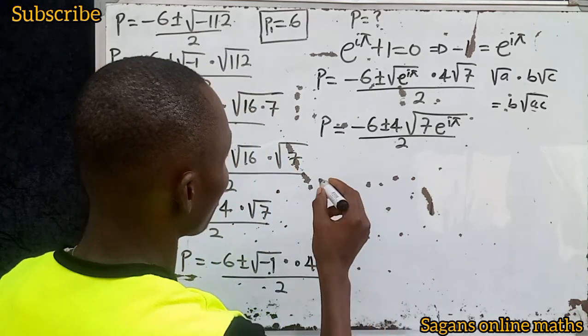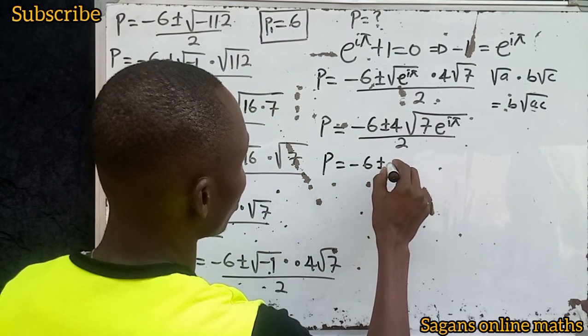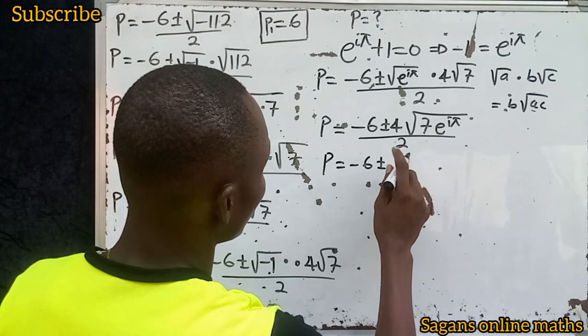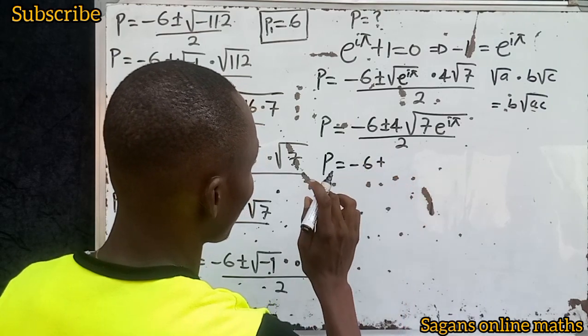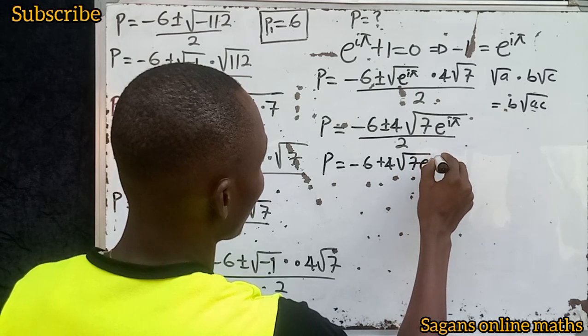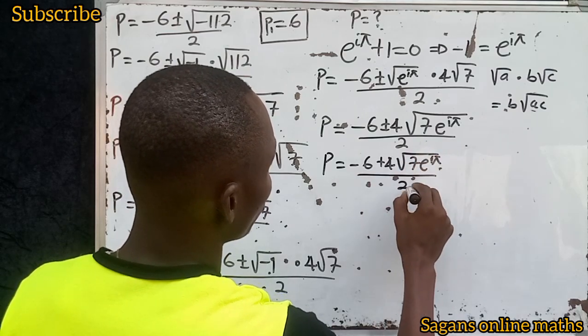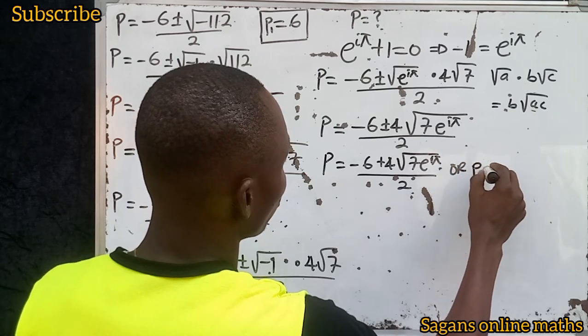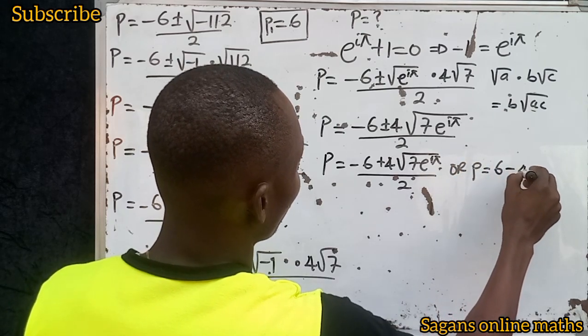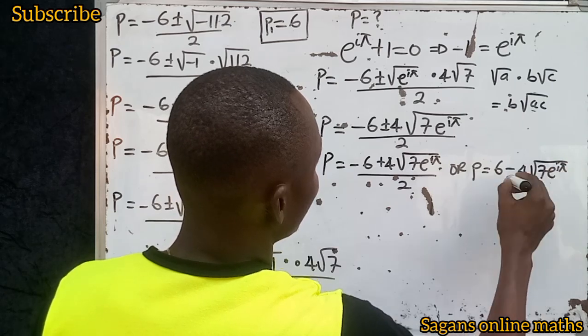Then this now becomes p equals minus 6 plus or minus... plus or minus is plus, so let's use the positive sign. Plus 4 root 7 multiplied by e to the power of i pi, then divided by 2. Or p is equal to minus 6 minus 4 root 7 multiplied by e to the power of i pi, divided by 2.